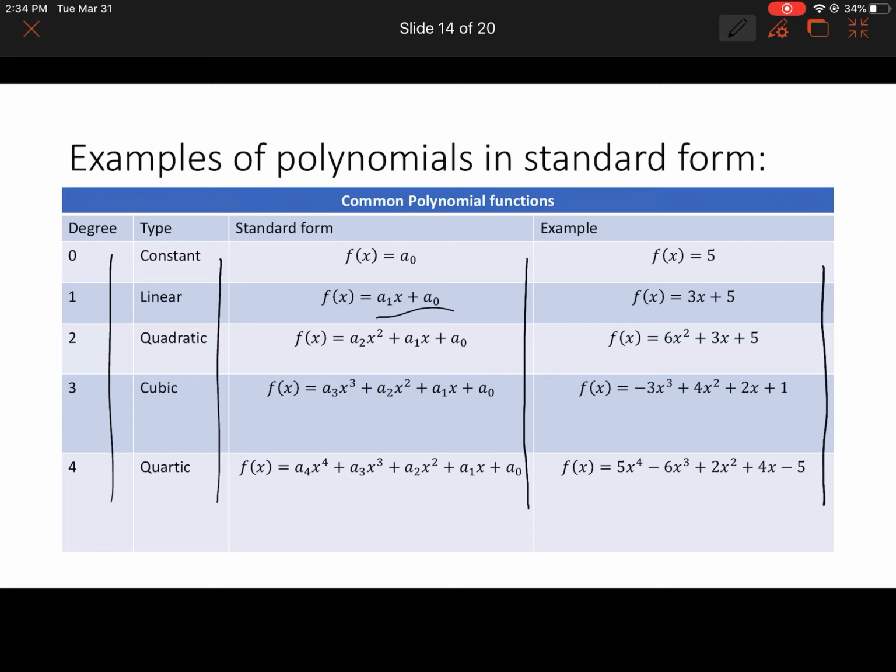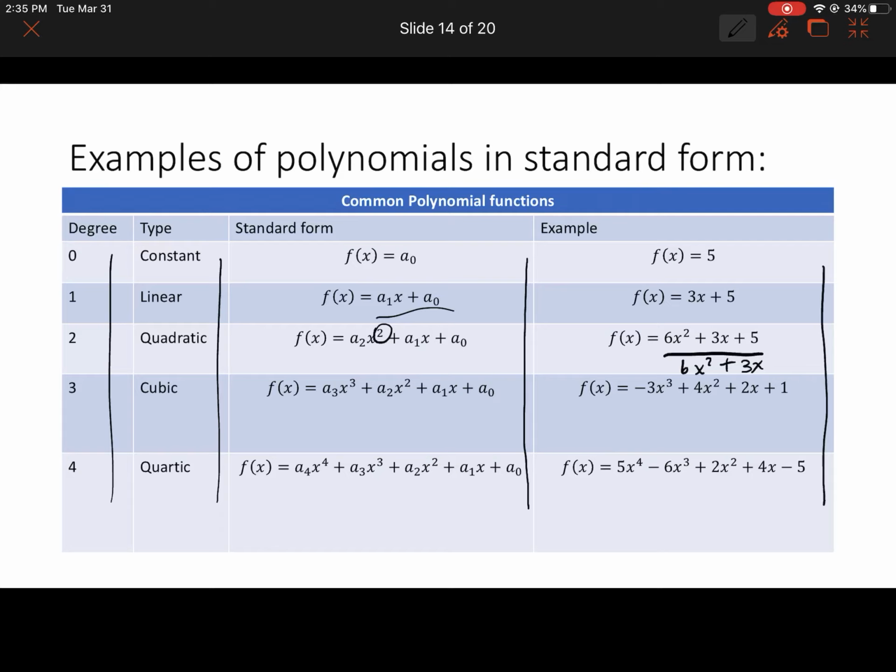Okay, a quadratic function has a degree of 2. This means that the biggest exponent on x is going to be equal to 2. And this is what an example of it looks like. Okay, you can have fewer terms if you want. The equation could have been 6x squared plus 3x, and that would have still been a quadratic function, and it would still have a degree of 2.